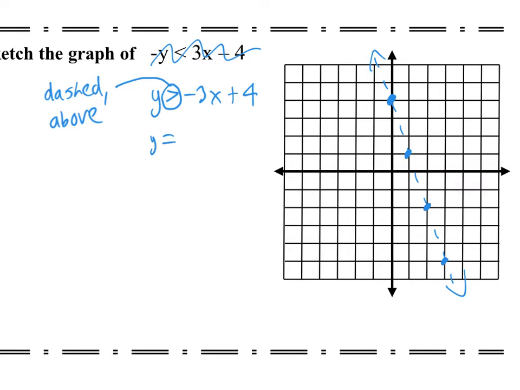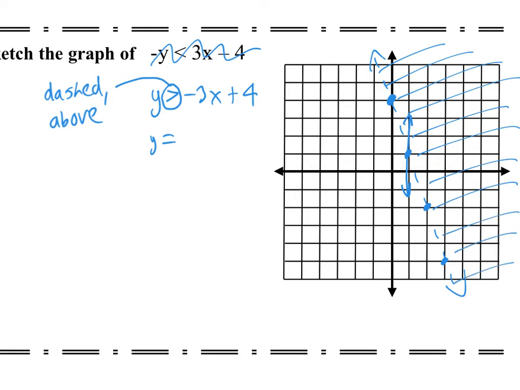Now we need to shade above. This is kind of a steep line, so which way is above? The way I like to tell if it's above or below is take a point and draw a line straight up and straight down. And you can kind of tell that above is going to be to the right of this line. So we're going to shade like this. And this is going to be our solution.